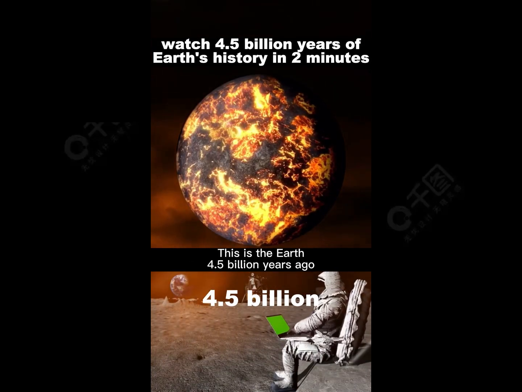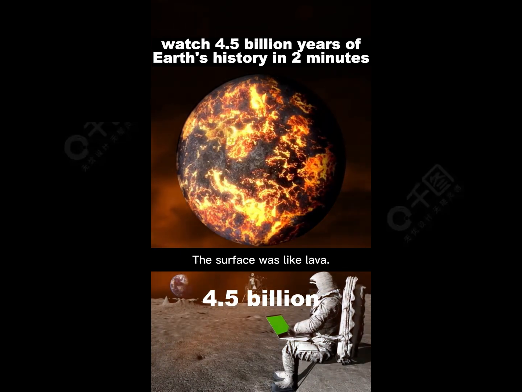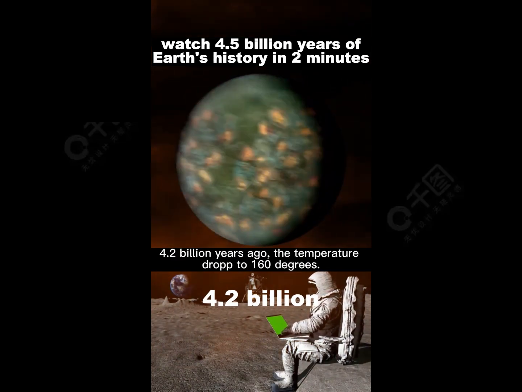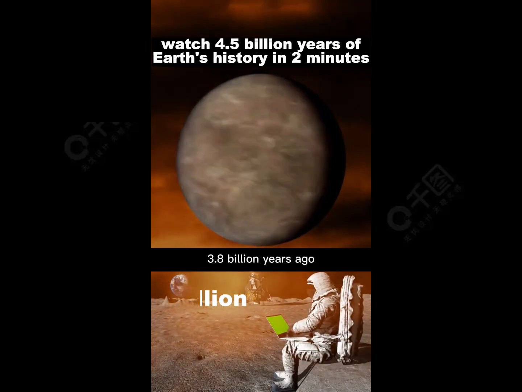This is the Earth 4.5 billion years ago. The Earth was just born at this time, with an average temperature of 4,000 degrees. The surface was like lava. 4.2 billion years ago, the temperature dropped to 160 degrees. A solid core of the Earth was forming.